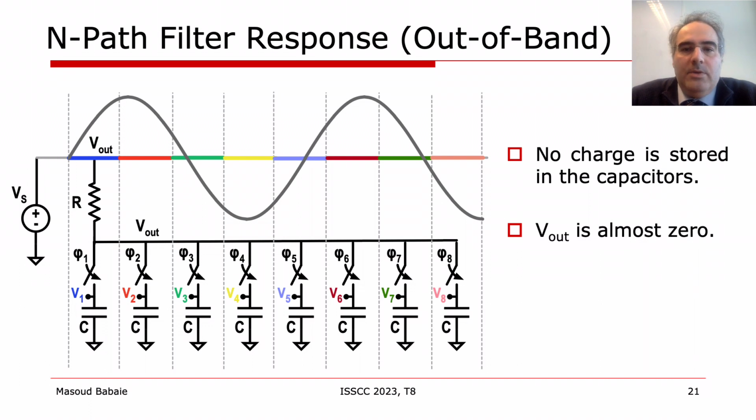As a result, for frequencies equal to the clock frequency, Vout is the staircase approximation of the input signal, and for other frequencies, Vout is almost 0. And indeed, this is the definition of the behavior of an ideal bandpass filter.